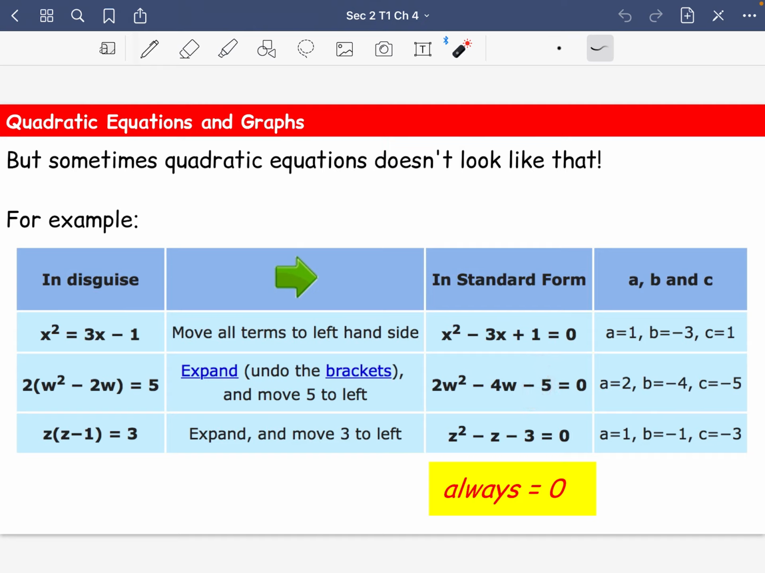And then lastly, let's have z times z minus 1 equals 3. Now, if you don't have a visible square, it doesn't mean it's not a quadratic. This one is a quadratic. But how? Well, you need to distribute z to z minus 1. So therefore, you get z squared minus z minus 3 equals 0, after you move 3 to the left side. So your a is 1, your b is negative 1, and your c is negative 3.